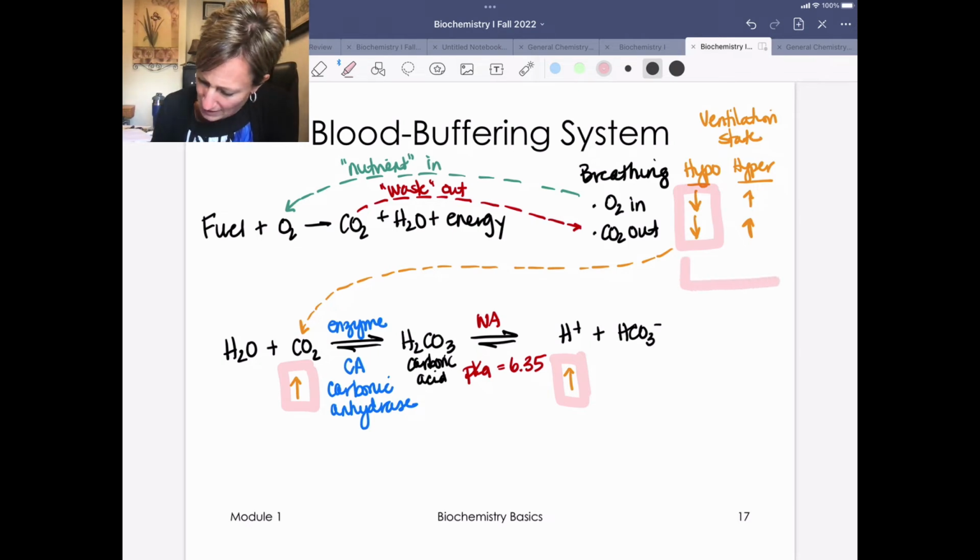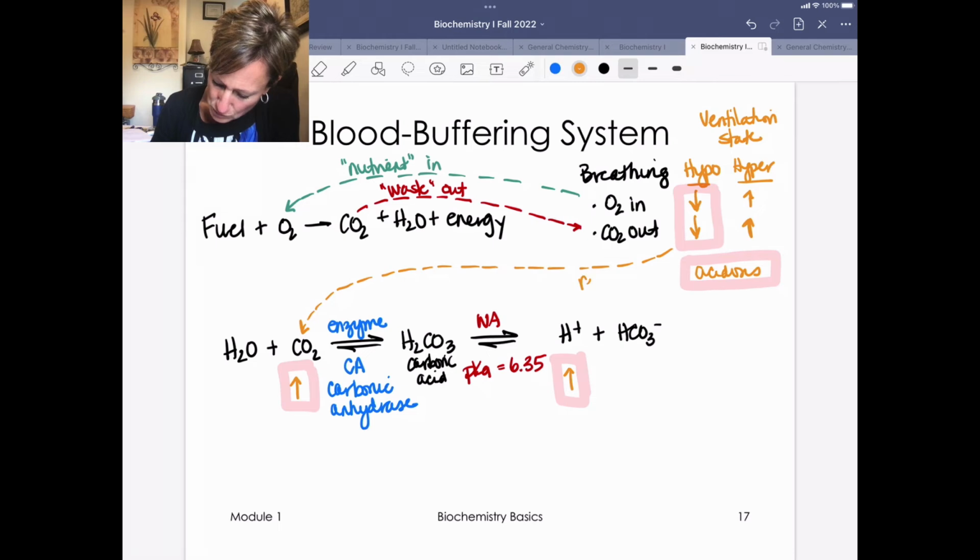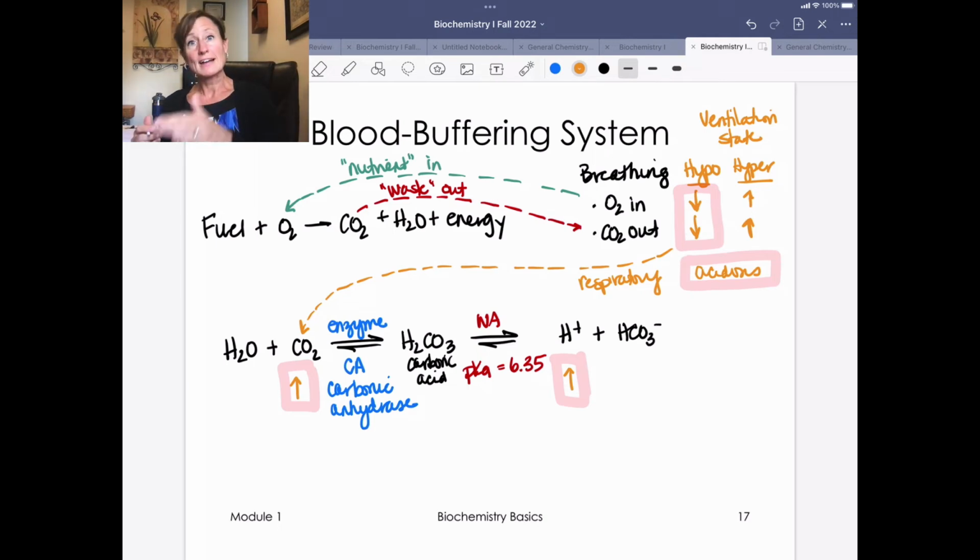Over here on the right, I'm going to highlight that that puts us in a state of acidosis. And we refer to this as respiratory acidosis because it is a product of suppressed respiration, a low respiration rate, hypoventilation. Okay, let's take the flip side, maybe a little bit more quickly now.